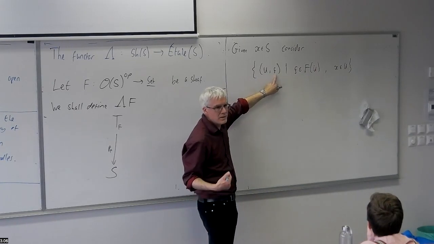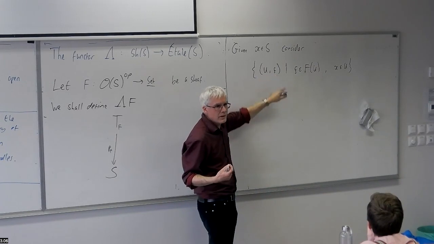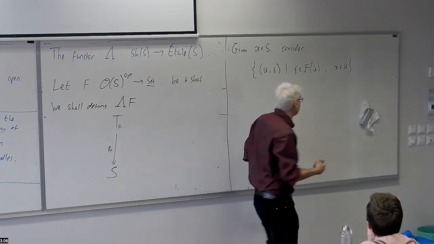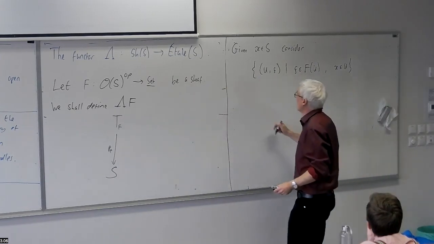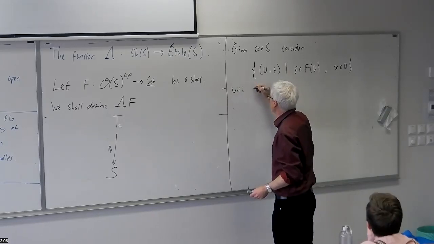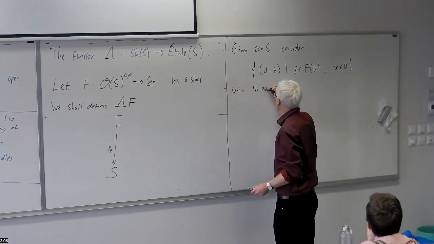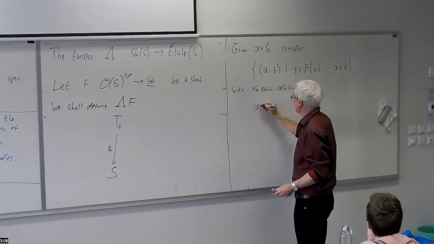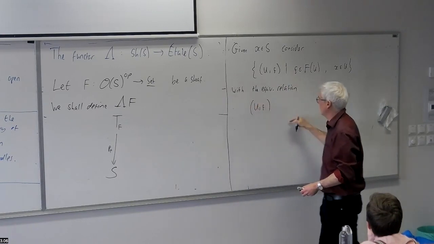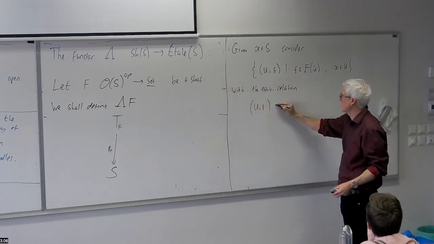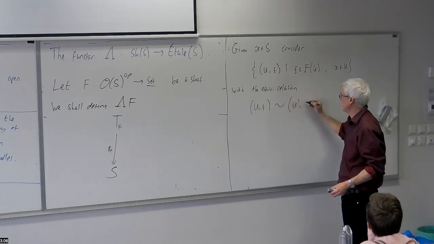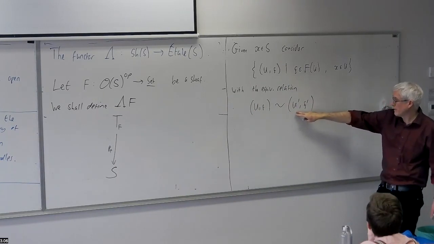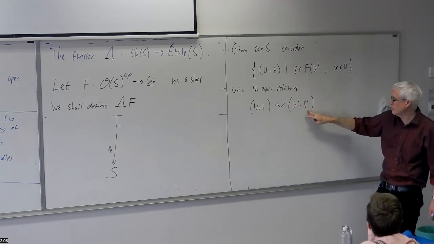But we're only interested in these elements up to having the same local behavior around X, so we want to identify them if they do. We're going to put an equivalence relation on this, where we relate U and F, so that's one element locally defined around X, to another U prime and F prime, where U prime again is an open neighborhood of X, and F prime is locally defined at U prime.